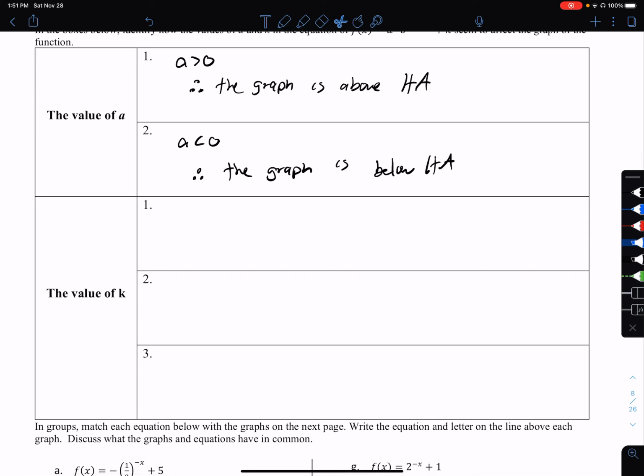Value of K. K is going to translate the graph up or down. And it's also going to translate the horizontal asymptote up and down. The parent graph for an exponential function has the horizontal asymptote on the x-axis. So the value of K is the value of the horizontal asymptote.